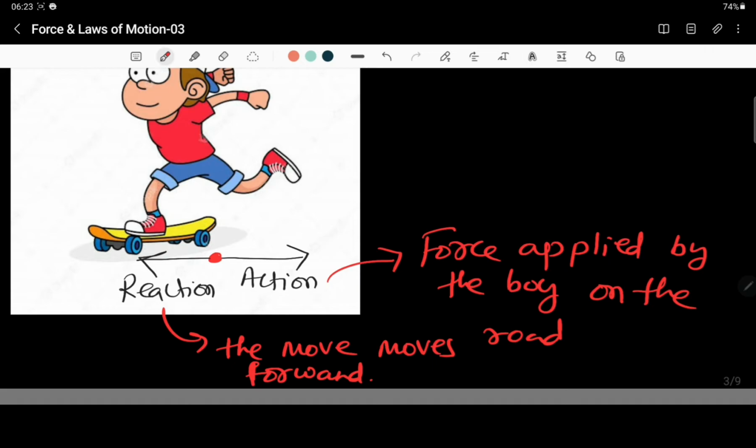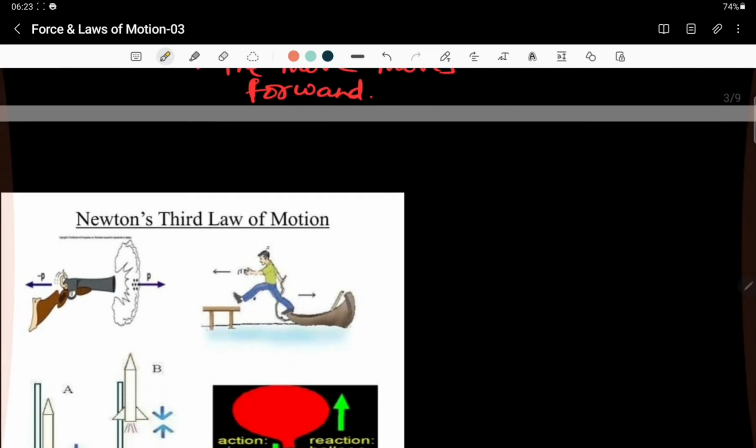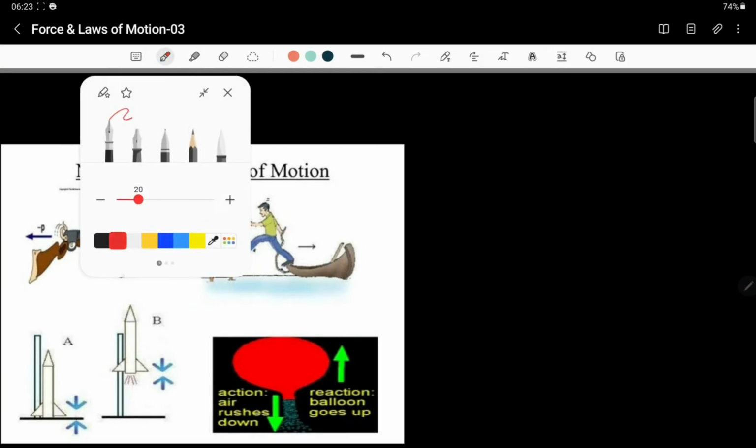All right, so this was a very simple thing in the lecture. Now we have to see it. I mean, some more examples are given here. So the same examples.